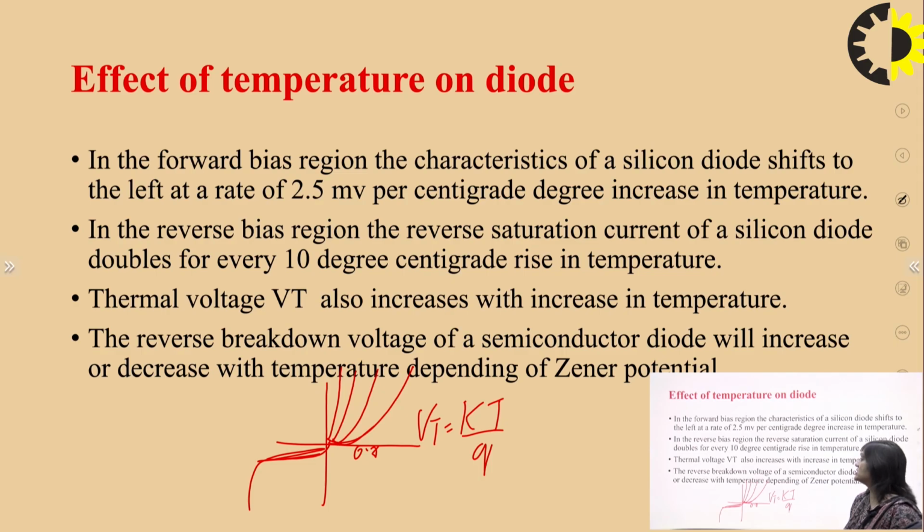The reverse breakdown voltage of a semiconductor diode will increase or decrease with temperature depending upon the Zener potential. Zener potential means the voltage at which the breakdown will occur. If it is between 5 to 8 volt, then it will be Zener breakdown, and if it is beyond 8 volt, then it will be avalanche breakdown. In case of Zener breakdown, if we increase the temperature, the breakdown voltage will decrease. And in case of avalanche breakdown, if we increase the temperature, breakdown voltage will increase. So that is why it is written here that reverse breakdown voltage of a semiconductor diode will increase or decrease with temperature depending on the Zener potential.